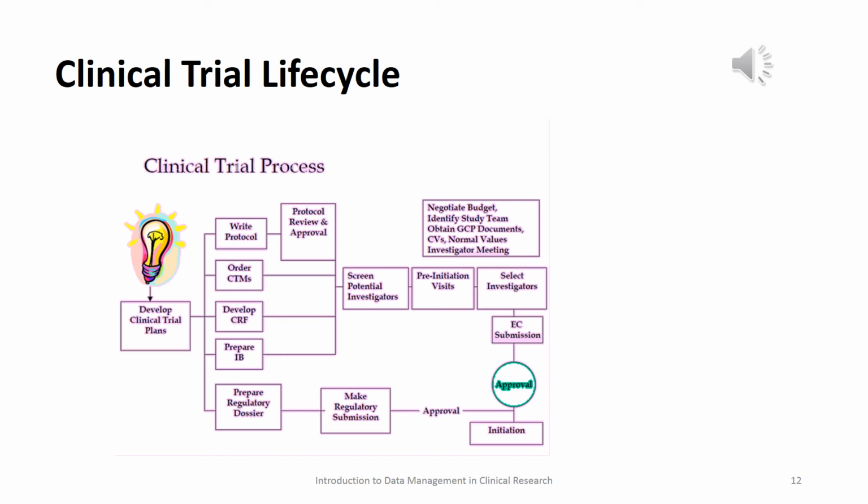We negotiate our budget. We conduct an investigator meeting where we might get all the doctors together in one location to discuss our trial and answer questions that they may have. Then we're going to select the investigators, and then hopefully we're going to go and conduct our trial and get everything approved to then get things rolling.